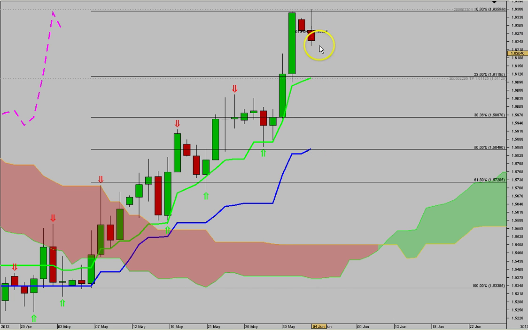When price got that far away from the Kijun-sen here, I knew that the market was out of equilibrium, and the market wants to get back to equilibrium. So in order to do that, it had to pull back and get closer to the Kijun-sen. So let's go to the 4-hour time frame.